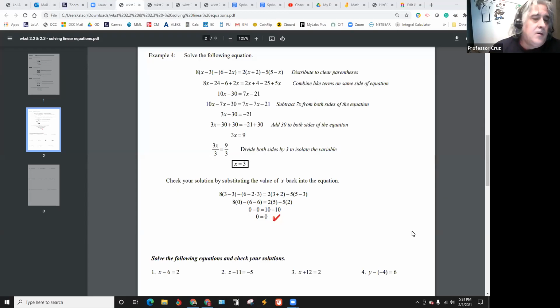All right, so let's look at the rest of this 2.3 section. And there was one more equation on here. It was kind of all the kitchen sink in it.